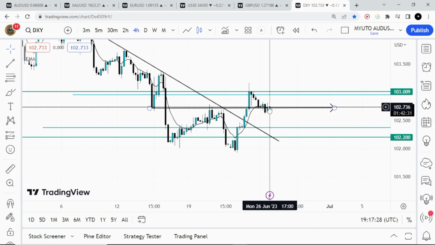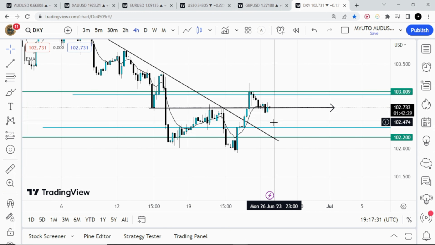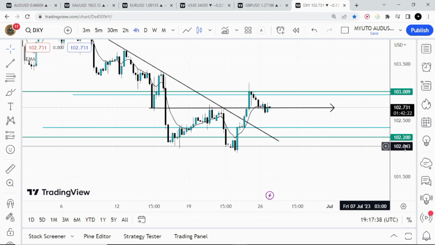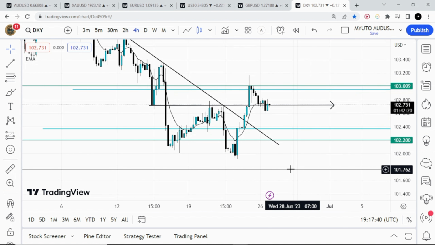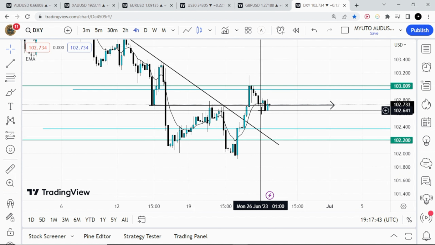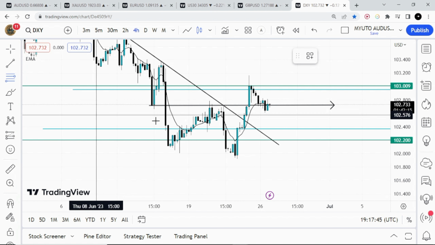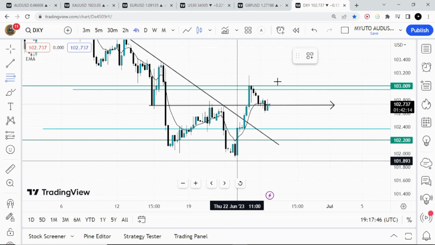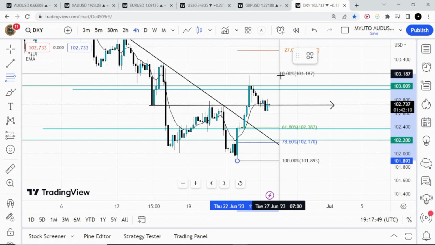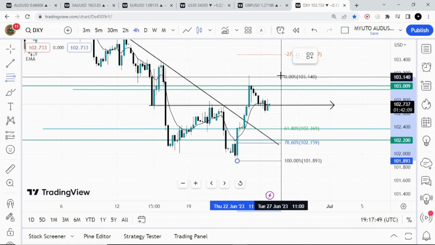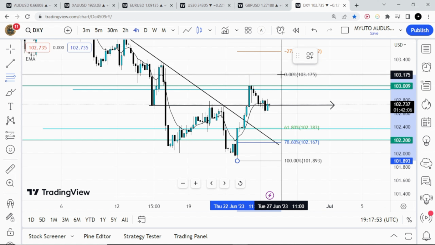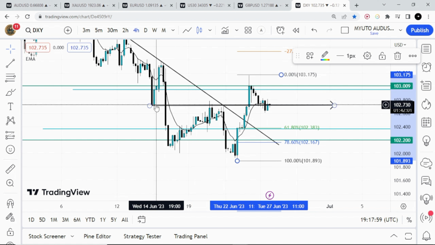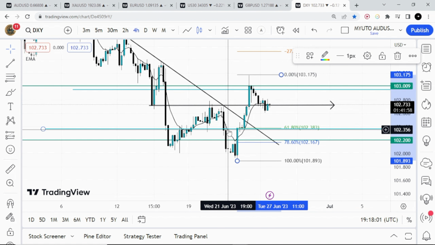Then scenario B, if we don't actually find support here, we might come down to 102.40, and that's where we can find support if scenario A does not play out. Scenario B is also aligning with the golden number 61.8. So anything can happen. We can see we have confluence here for this level. We also have confluence here for this level.